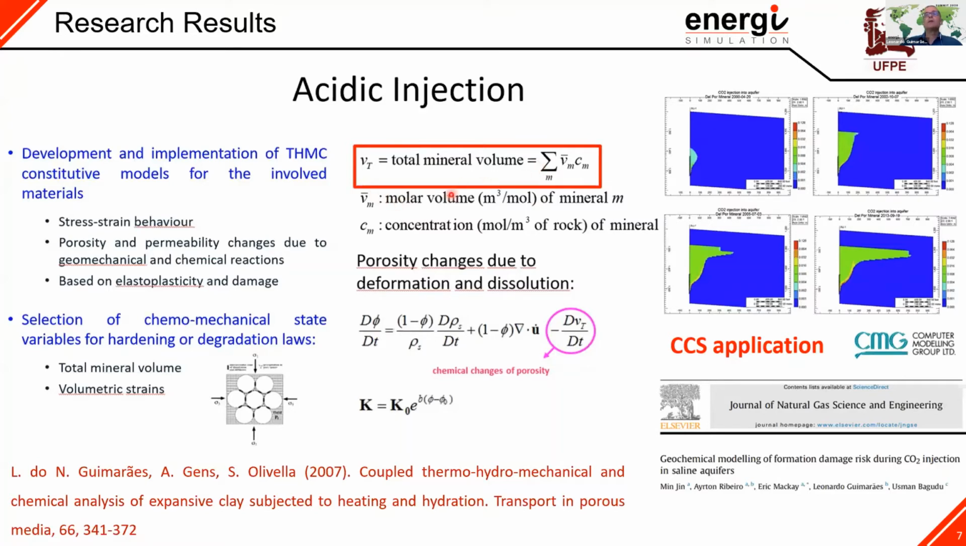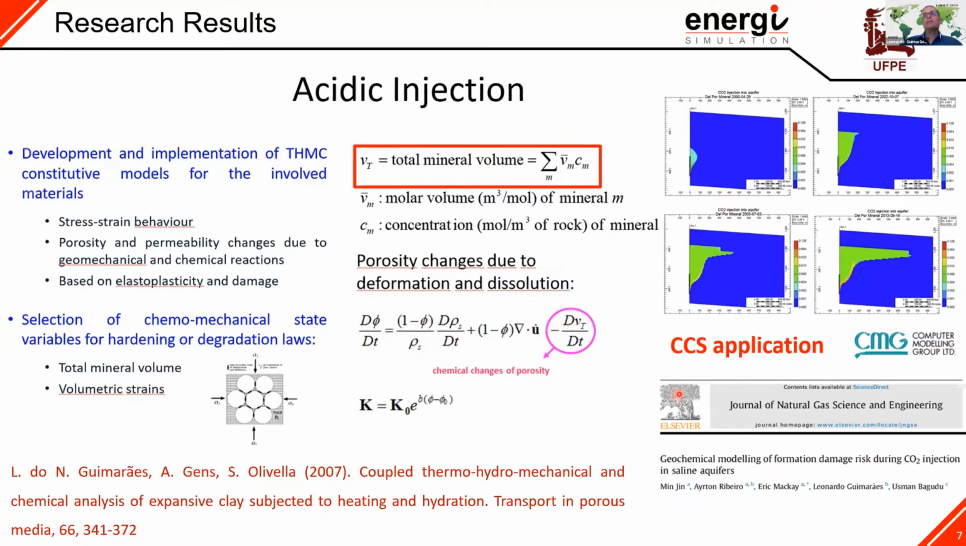So the variable that we are going to use to include the effect of porosity and permeability change is the total mineral volume, which depends on the molar volume of the mineral, a property of the mineral, and the concentration of the mineral that comes from the reactive transport problem. So you can relate this change of total mineral volume with porosity and permeability using some laws that relate permeability directly with porosity or with the minerals that are in the solid phase of the rock.